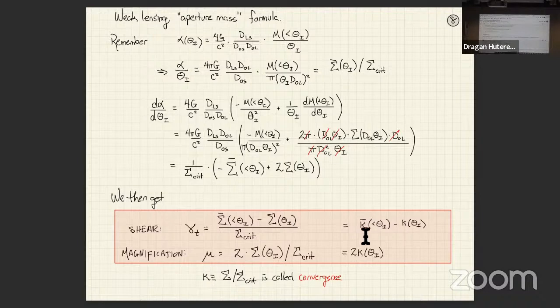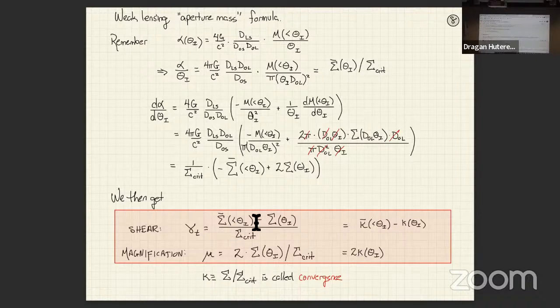Which we can also write, if we write sigma over sigma crit as kappa, what we find is that the magnification is equal to kappa along the line of sight, and the shear is always this combination, which is sometimes called delta sigma. I think you saw this on Gil Holder's slides, perhaps, was it yesterday or Monday? Okay, so here's where it comes from.